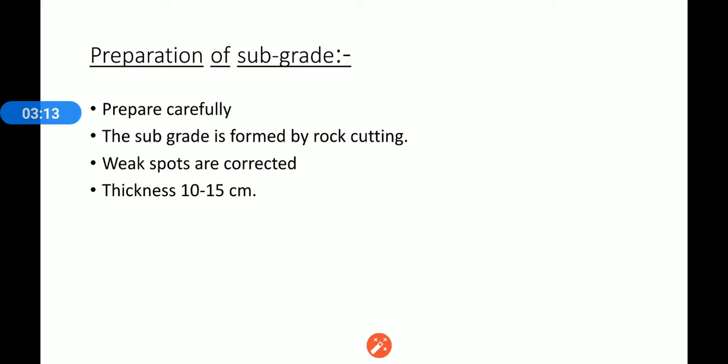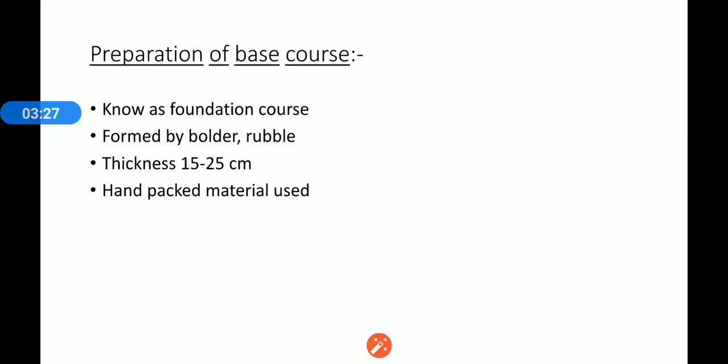On clay subgrade, a layer of murum, gravel, etc. is spread to a thickness of 10 to 15 cm and it's rolled properly. Next step is preparation of base course.